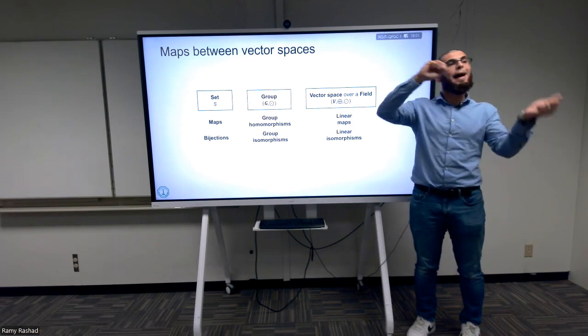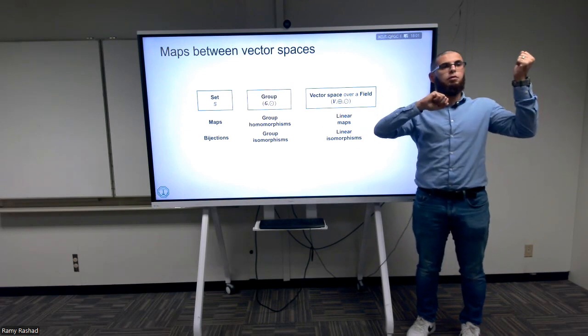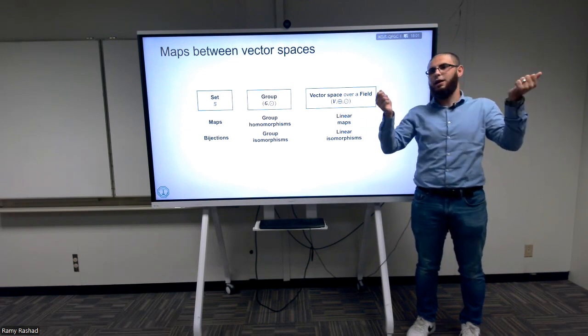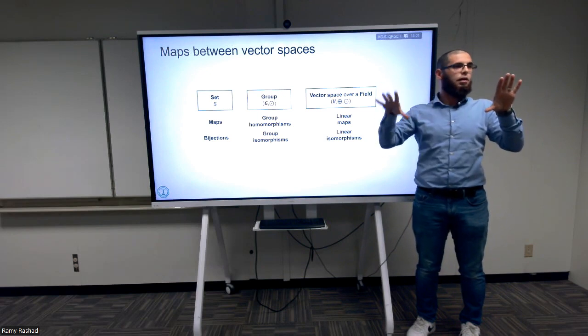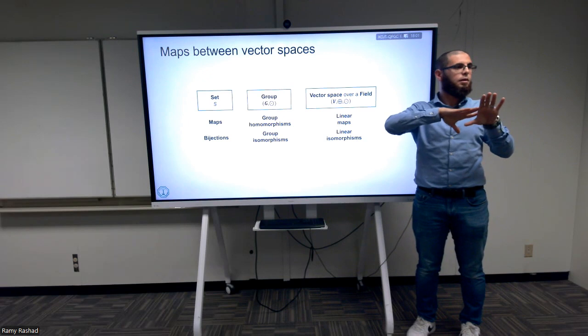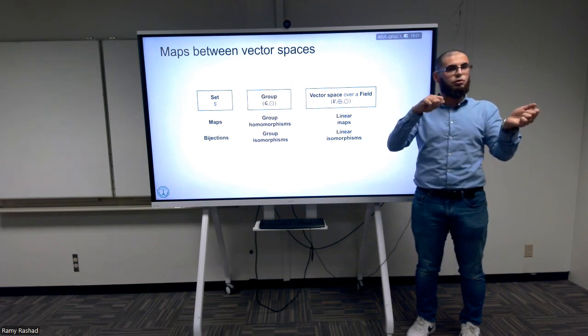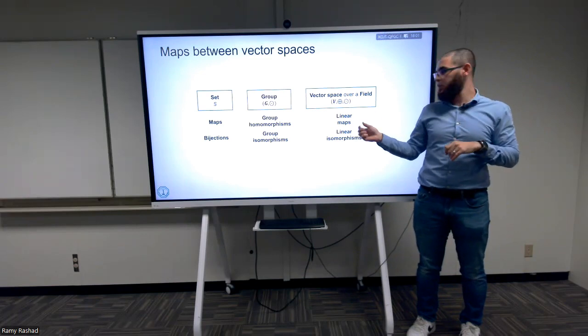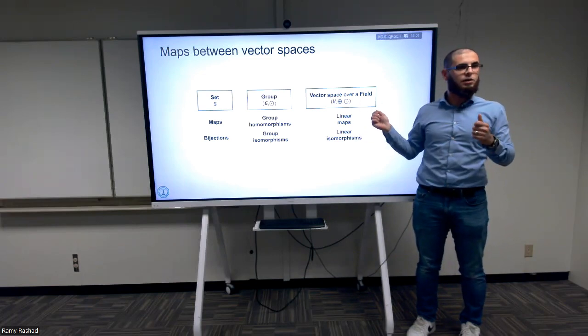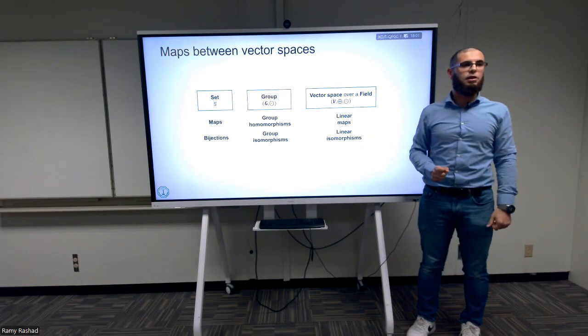We cannot go back and forth between Rn and Rm, but you know that. But if I have Rn and Rn, and I have a linear map between them, I can go back and forth. So it has to be invertible. You all know that. But in our language, this is a bijection between two vector spaces. In this case, we call them linear isomorphisms.